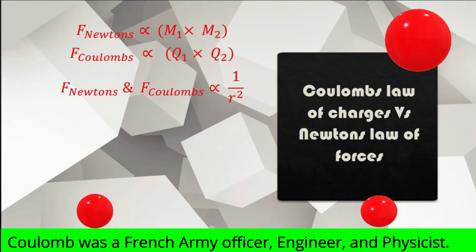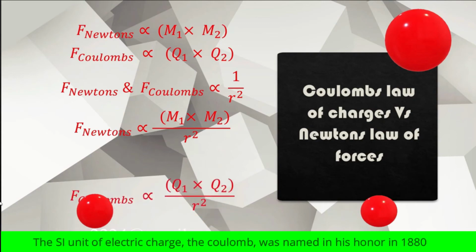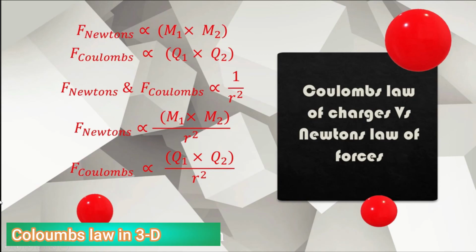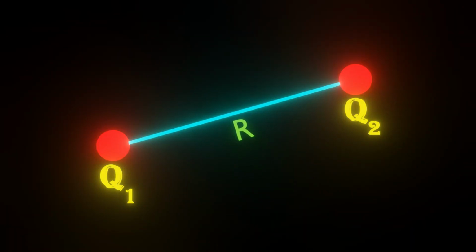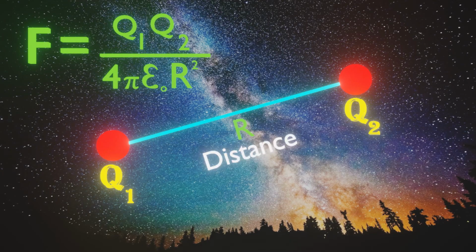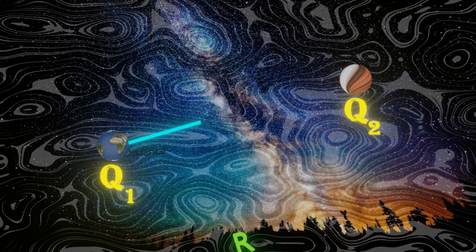If we combine these relations, we find that Newton's force is proportional to the product of masses by R square, and Coulomb's force is proportional to the product of charges by R square. The constant of proportionality used in Newton's law is G, the gravitational constant. The constant of proportionality used in Coulomb's law is K, which considers the permittivity given by the medium for the proximity of charges.